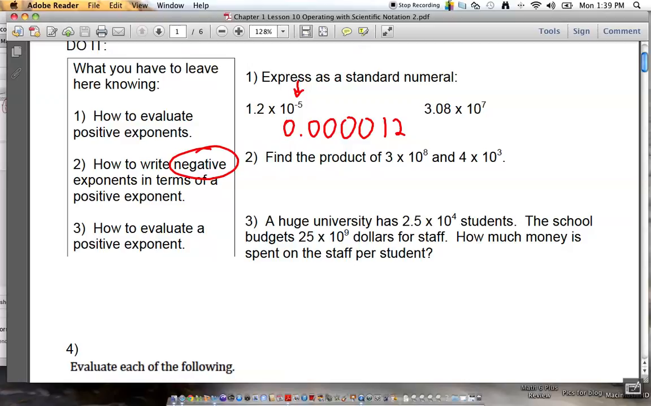Who wants to tell me about 3.08 times 10 to the 7? Now we're getting into positive exponents. Somebody who hasn't helped me yet. I've had a lot of help, a lot of different people have helped, but I haven't gotten it from a lot of people. Elena. Fire away. What do we get?